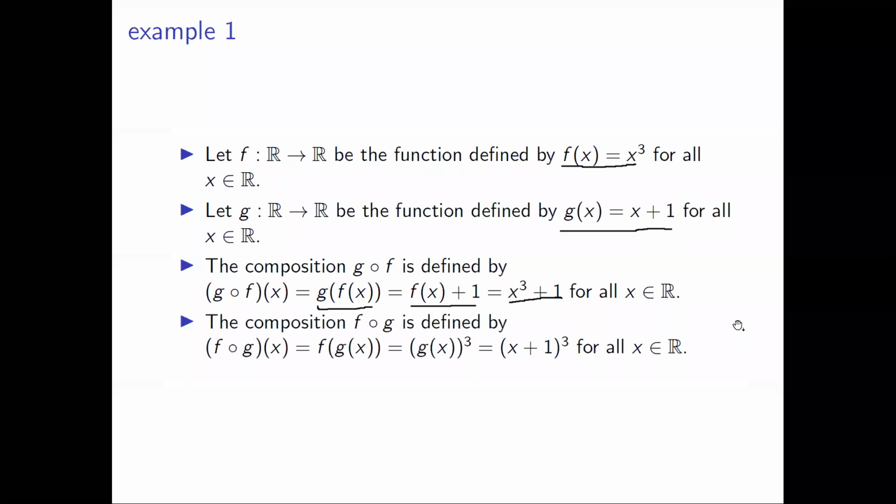We can also do the composition of f and g. So f of g of x, we take the definition of f, and we write f of g of x as g of x cubed. Then we take the definition of g of x equals x plus 1. We plug that into the parentheses, we get x plus 1 cubed. So that's our composition, f composed with g. Let's see another example.